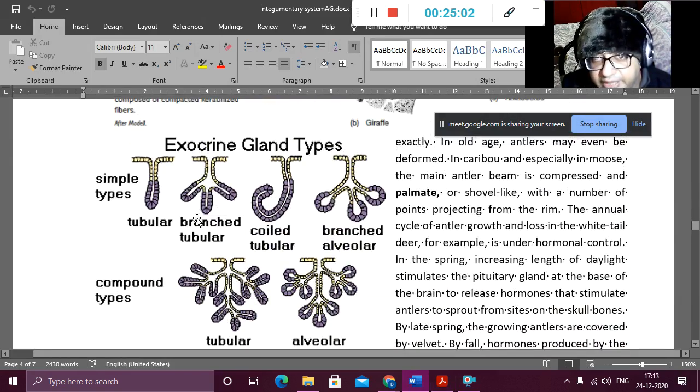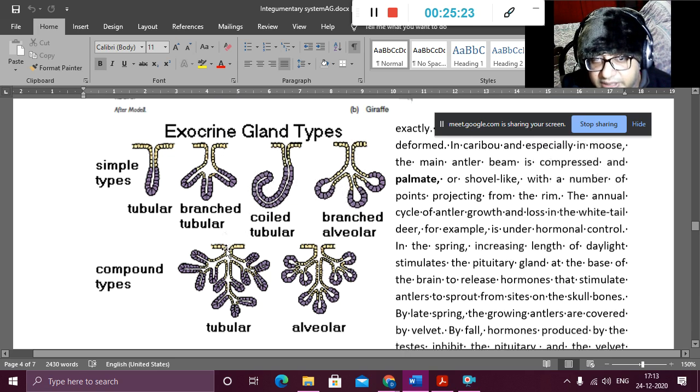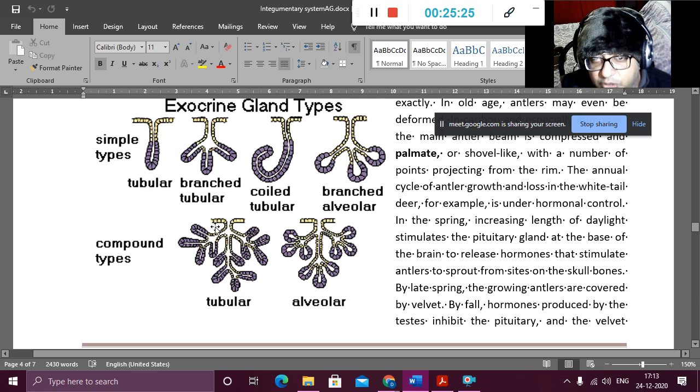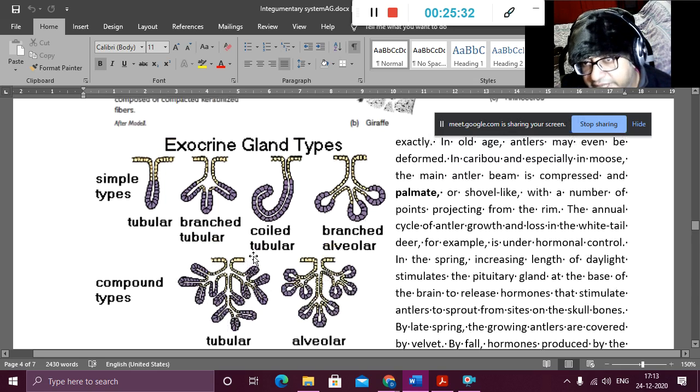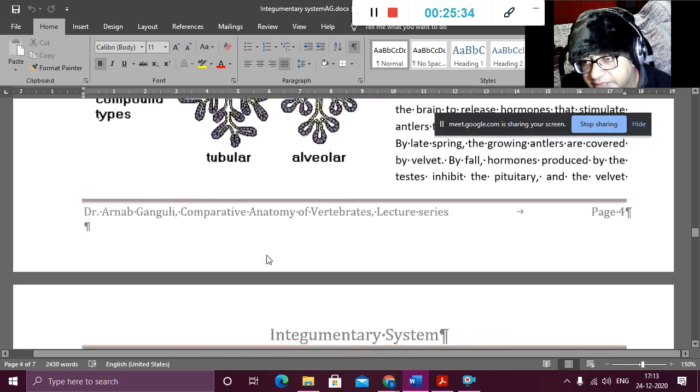So, types of exocrine glands. You have the simple type of gland which comes like this. This is a simple type. Then you have the branched tubular exocrine glands. This is the coiled tubular exocrine gland. Then branched alveolar, where a sac-like alveolar structure is present. And in compound glands you have tubular or alveolar. Tubular means it's tube-shaped. Very complex protrusions take place. So this is the type of exocrine glands which are present.